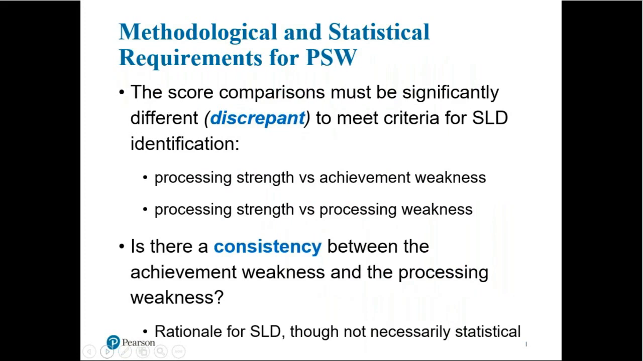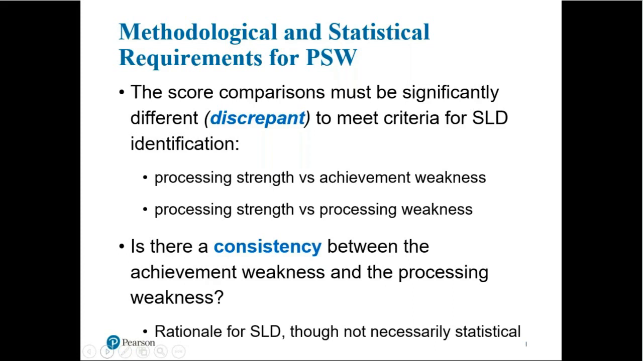So what we do is we do some score comparisons and we look for significant differences, or what they call discrepancies, in the model to meet the criteria for SLD. There are two different score comparisons that are made, and these are all done electronically. By the way, you just have to input each of these individual aspects. There is a processing strength that is typically derived from the WISC, and we compare that to an achievement weakness, for example, reading. A processing strength in that instance might be the individual's fluid reasoning ability that we wouldn't expect to be impacted by their reading disability.